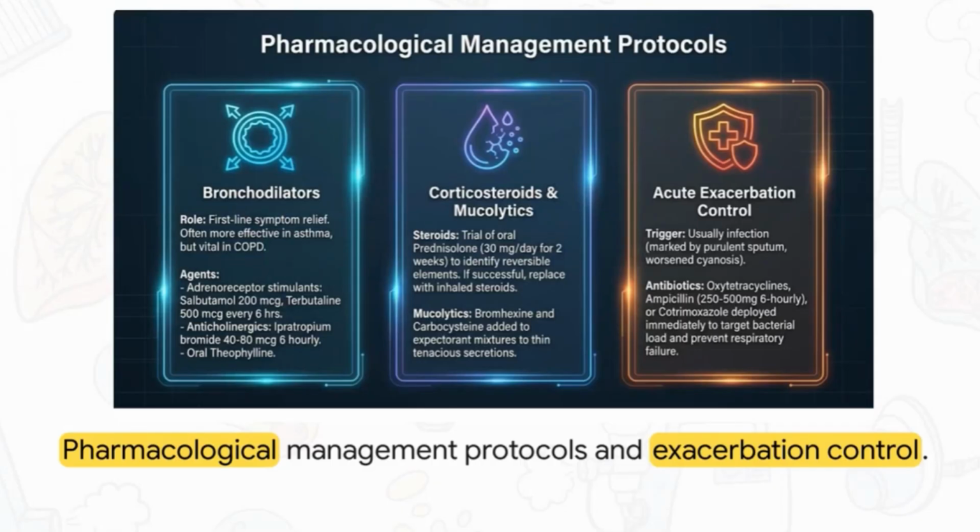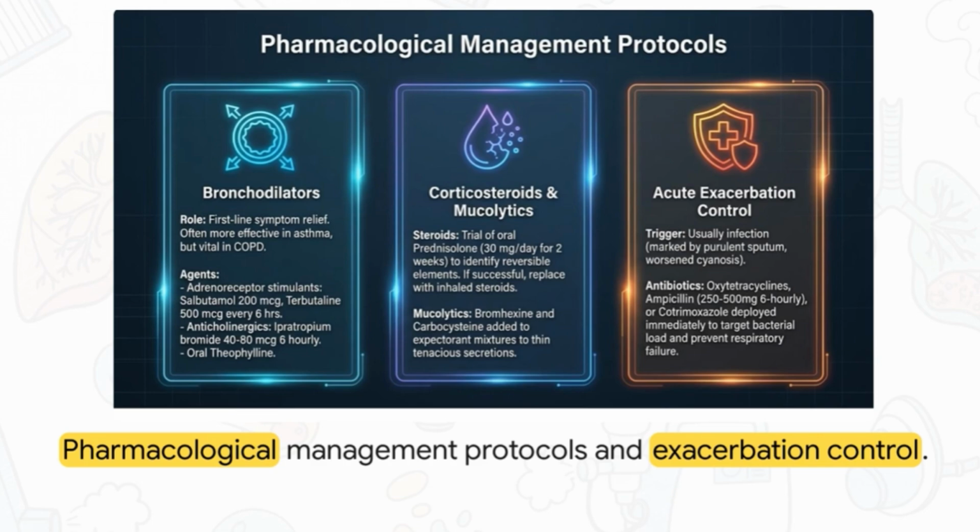Drilling down a bit into the specific medications, bronchodilators like salbutamol provide vital, first-line symptom relief by simply relaxing the airway muscles. But when patients face severe acute exacerbations, which are very often triggered by bacterial infections, it demands an immediate escalation. We have to deploy antibiotics like oxytetracycline or ampicillin right away to target that bacterial load and prevent total respiratory failure.